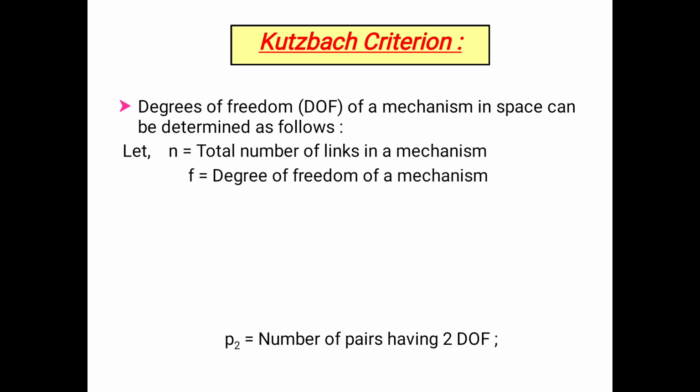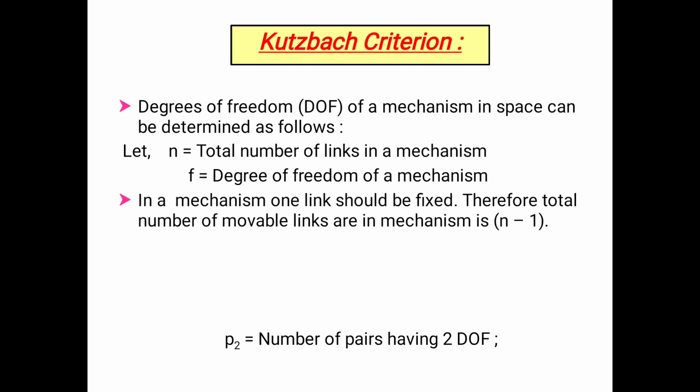So let n be the total number of links in a mechanism, and f the degree of freedom, which has to be calculated for a particular plane mechanism. In a mechanism, as I already discussed, one link has to be fixed, so the total number of movable links will be n minus 1. And P2 will be the number of pairs that have 2 degrees of freedom.